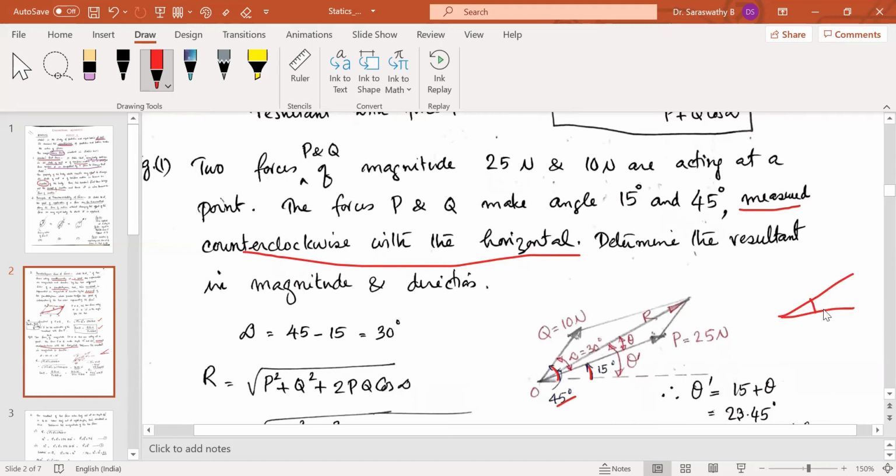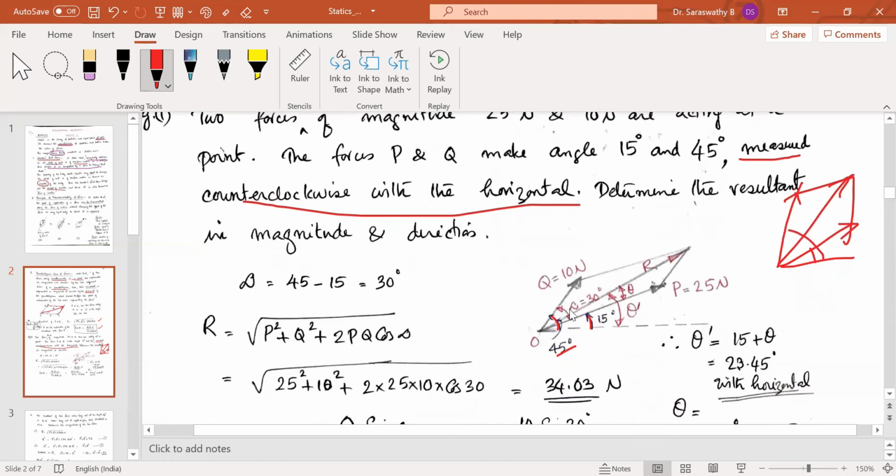The second force is making an angle of 45 degrees. So this is Q. You mark P and Q. We mark these two forces and then you complete the parallelogram. Then the diagonal will give you the resultant. That is what is done here. This is P. This is Q. This is the resultant. How will you find out the resultant?